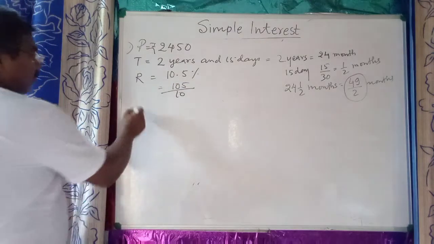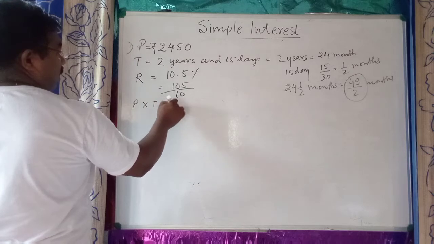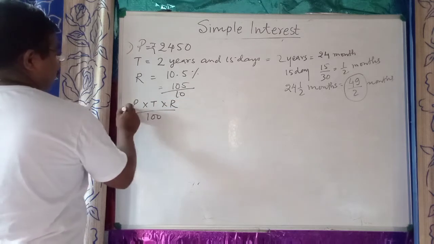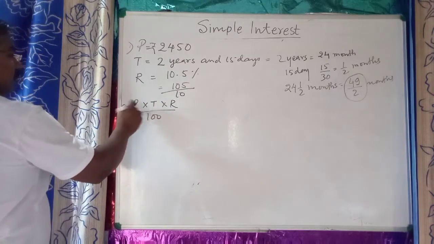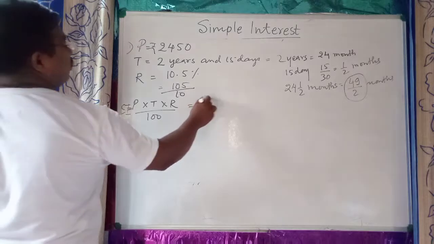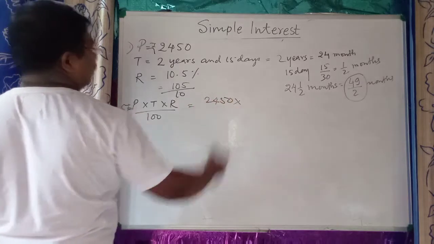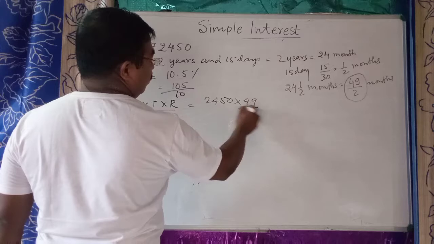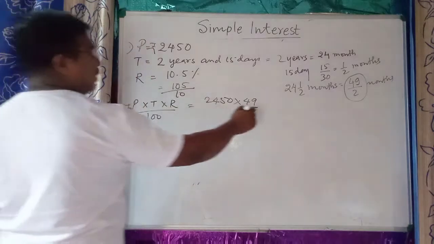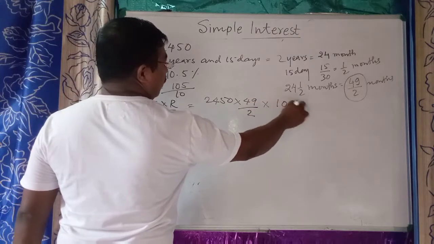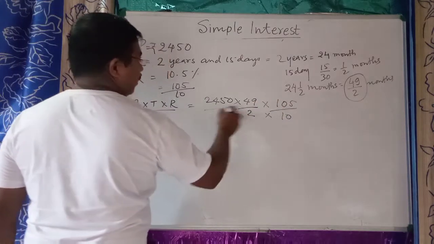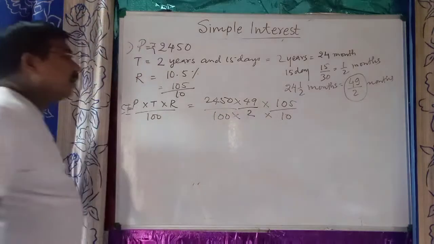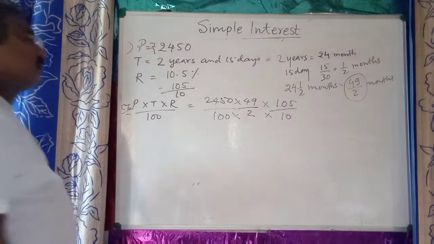Now we can proceed. P into T into R divided by 100, that is our simple interest. P is equal to 2,450, T is equal to 49/2 and R is equal to 105/10, and divided by 100. In this way, we can solve this question.